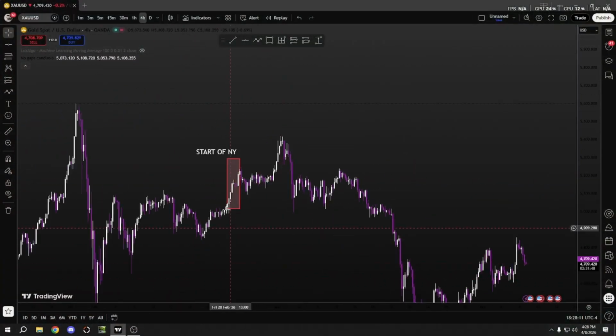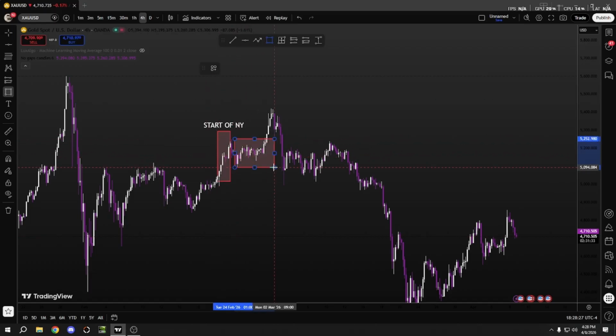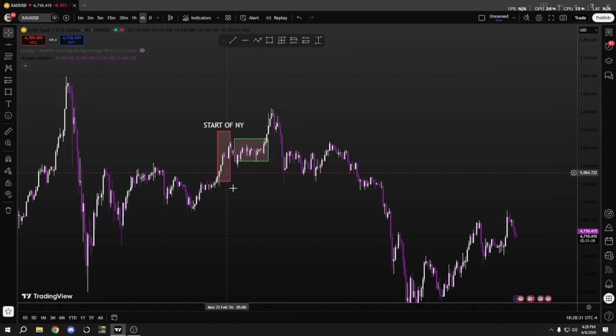So, as you can see, I have the start of New York session. This is a hypothetical. This isn't actually the start of New York session. This is just for learning purposes. Okay. So, as you can see, we see a little bit of consolidation right here. Let's make it green. You can see it in this green box, right? You see some consolidation. Nothing's really going on. There's no breakouts. As you can see, we have a breakout to the upside, right here.